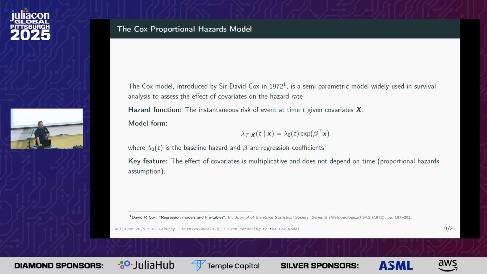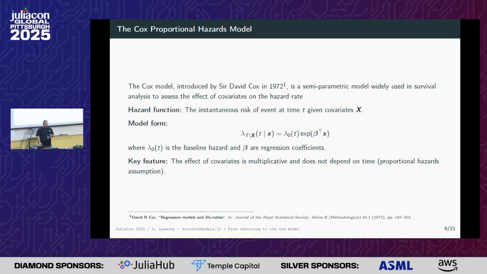deal with. So the Cox model, that is the subject today, was introduced in 1972, and it's basically a log linear model for the hazard function. And so it gives you lambda as lambda 0 of t times the exponential of beta times x, where beta is a vector of parameters to be fitted, and x is the covariates.